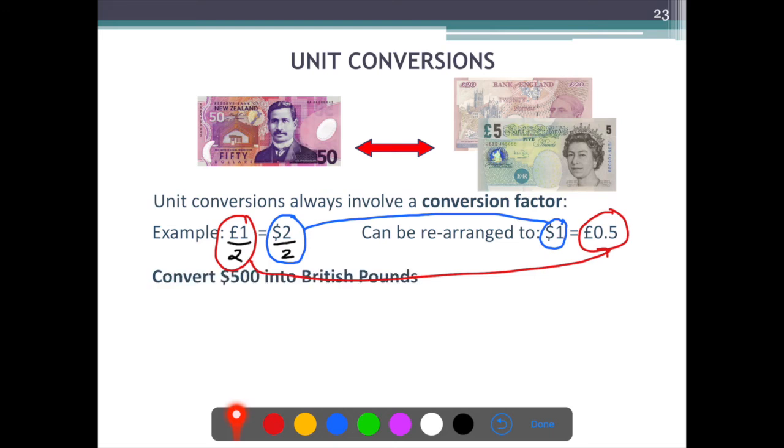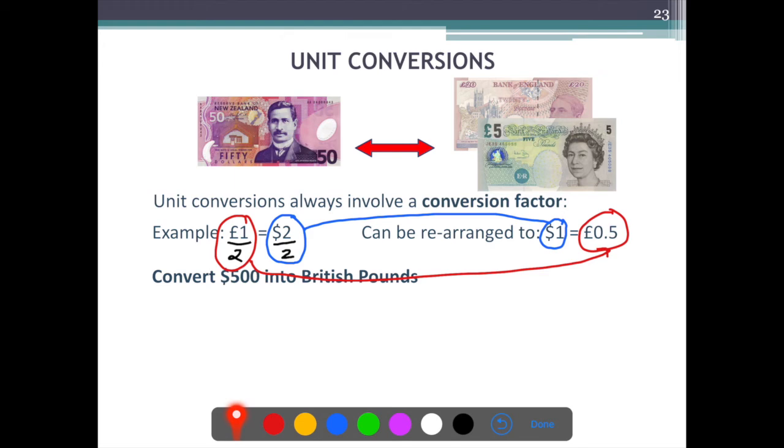So if we wanted to convert $500 into British pounds, let me just erase this. Oh, it also erased everything. Okay, so if we wanted to convert $500 into British pounds, how do we go about converting dollars to pounds? The first thing you need to have is a conversion factor, which we already have here.